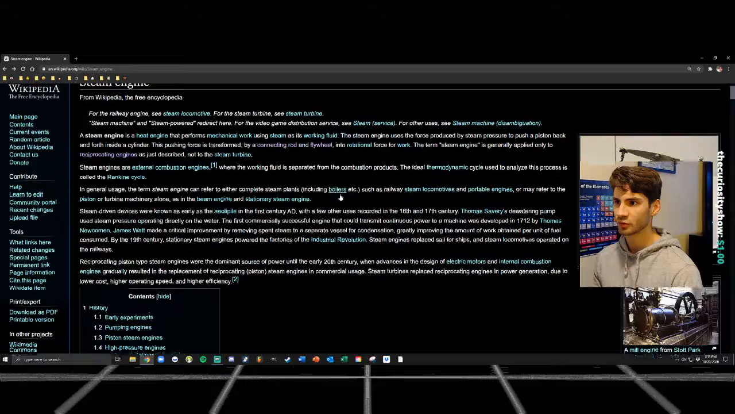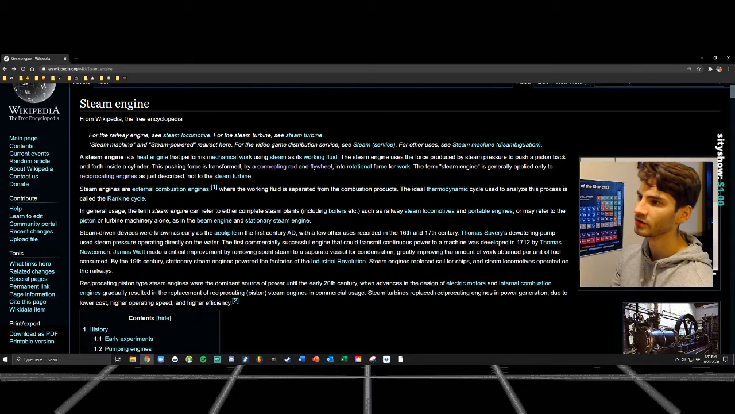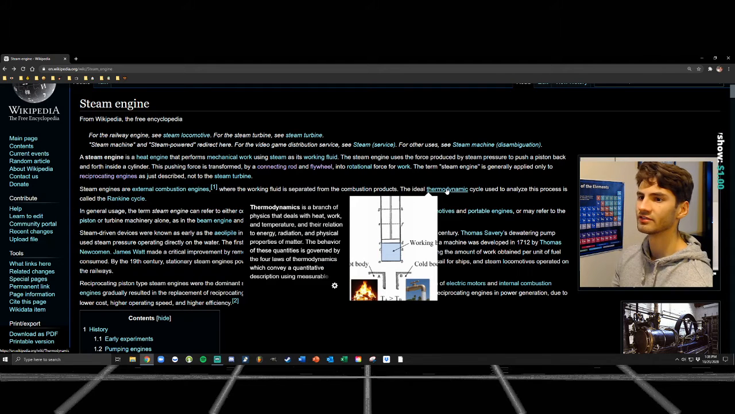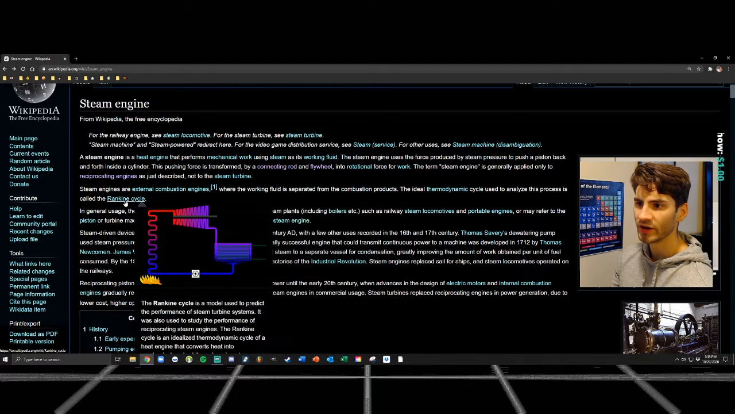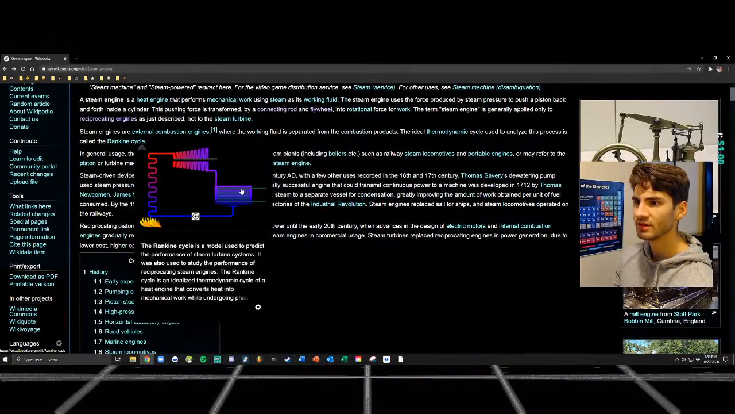This pushing force is transformed by a connecting rod and a flywheel into rotational force for work. Okay, we already read this. The term steam engine is generally applied only to reciprocating engines as just described, not to the steam turbine. Okay. Steam engines are external combustion engines where the working fluid is separated from the combustion products. The ideal thermodynamic cycle used to analyze this process is called the Rankine Cycle. The Rankine Cycle is a model used to predict the performance of steam turbine systems. It was also used to study the performance of reciprocating steam engines.